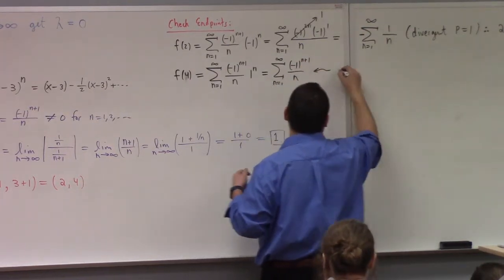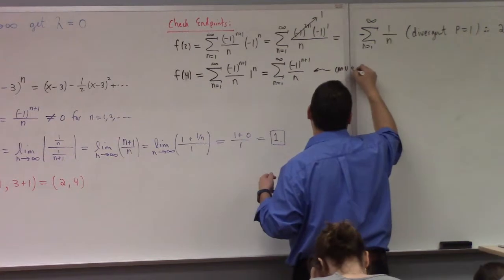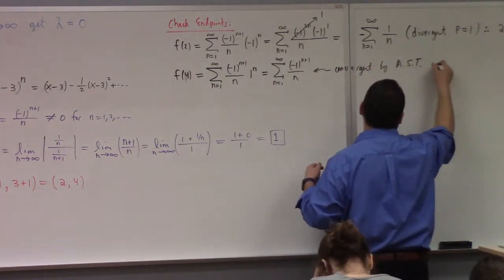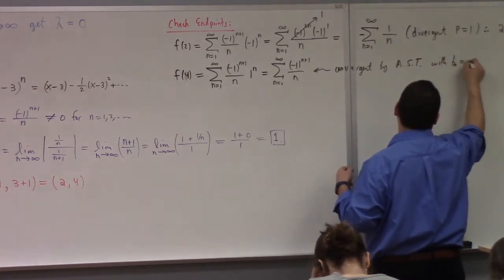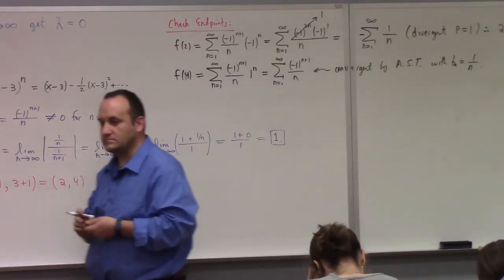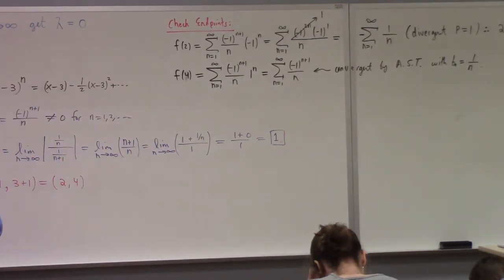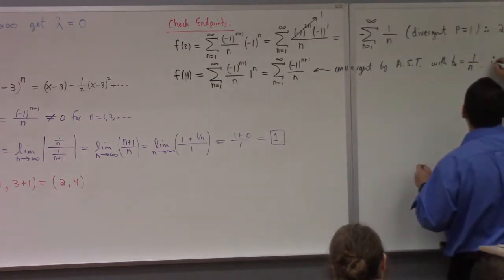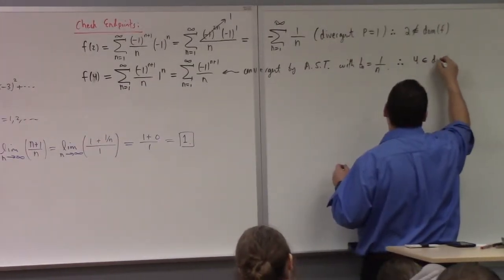So this is convergent by the alternating series test with b sub n equal to 1 over n, which is, by the way, positive, decreasing, and has limit 0. So we've satisfied all the conditions for the alternating series test to show that, in fact, 4 is an element of the domain of f.